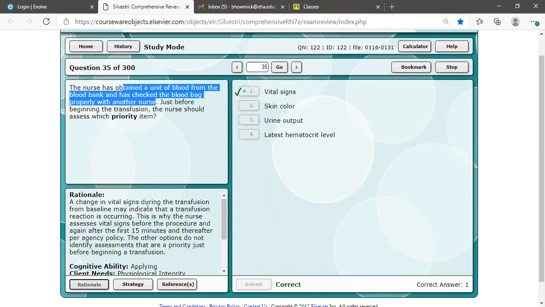A change in vital signs during the transfusion from baseline may indicate that a transfusion reaction has occurred. This is why the nurse assesses the vital signs before the procedure, again after the first 15 minutes, and thereafter per agency policies. The other options do not identify assessments that are a priority just before beginning the transfusion. It is a super easy question, but it is very important, and students must have a good sense about blood transfusion for the exam.